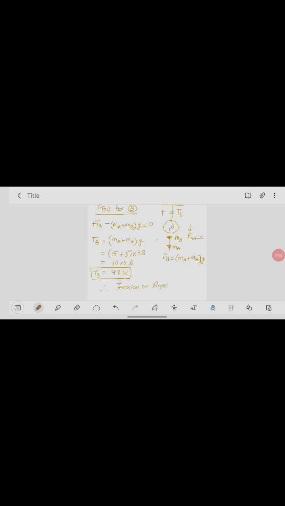That's it. Therefore, the tension on the ropes: first is 49 Newton, which is at the down part, and 98 Newton up. Answer. This is the way you can solve the question. Okay.